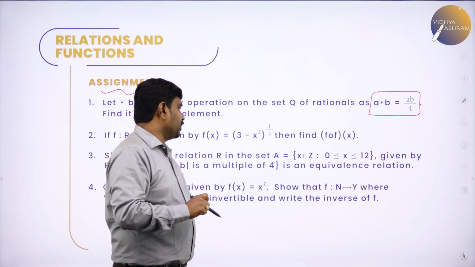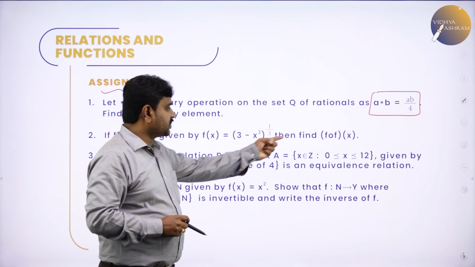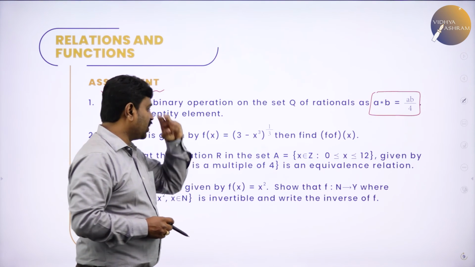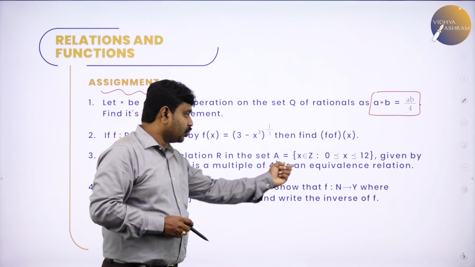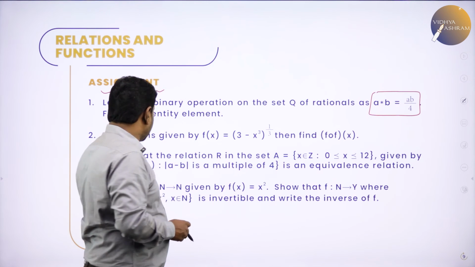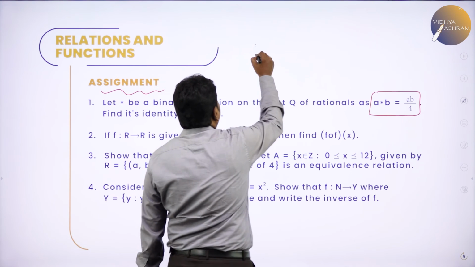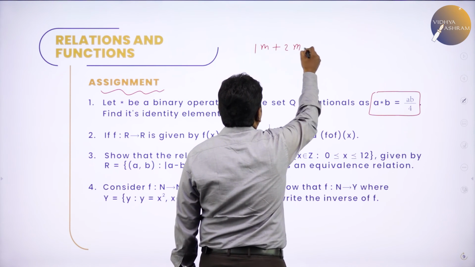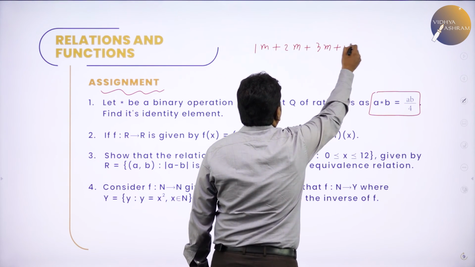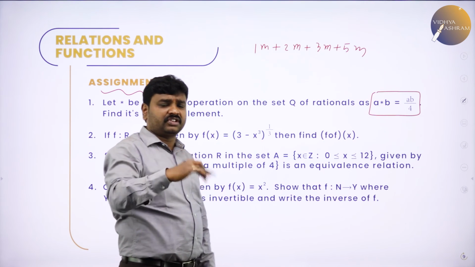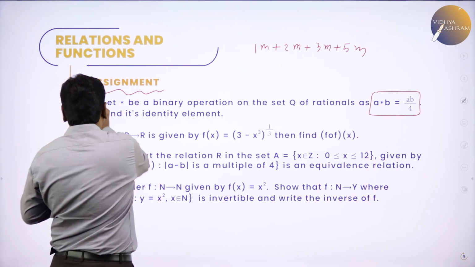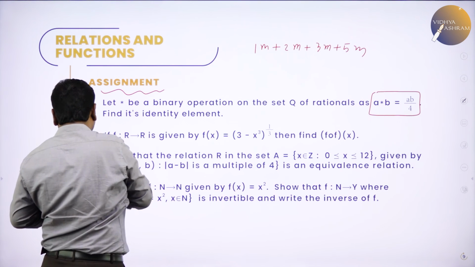This is a generally asked 1 marker, and they gave a composite function, they want you to find fof, generally asked 2 marker, and relation problem they gave, prove that equivalence, 3 marker, and a 5-mark question, prove that invertible and find inverse. I told weightage is what? 1 marker, 1 2 marker, 1 3 marker, 1 5 marker. If you see any papers, previous year papers, you can see 1 question in part A, 1 question in part B, 1 question in part C and D.